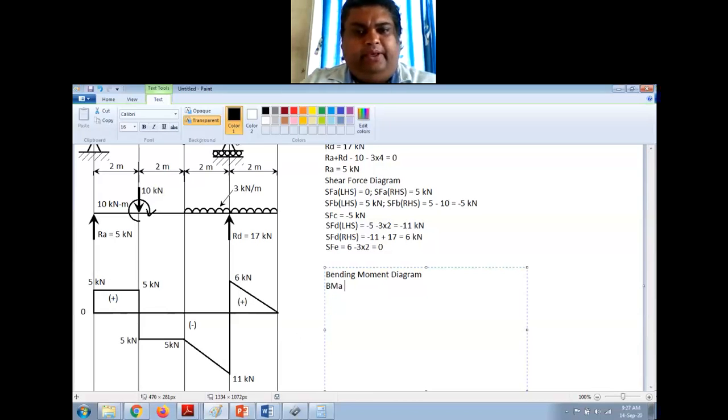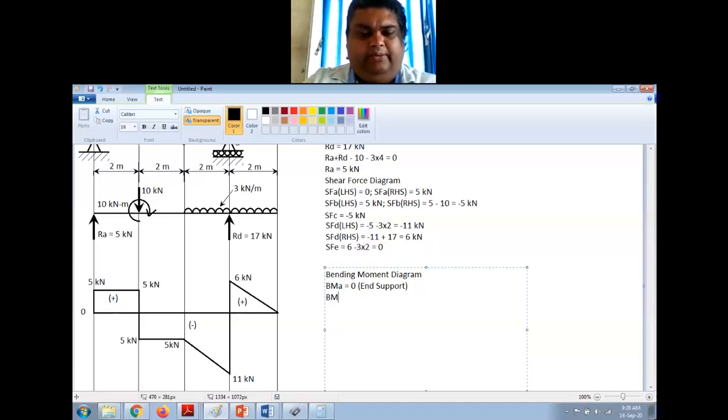BM at A is equal to 0, reason: it is a support, right? So if you have a support at the end, then you will have the bending moment equal to 0. Now let me go to the next point, that is point number B.